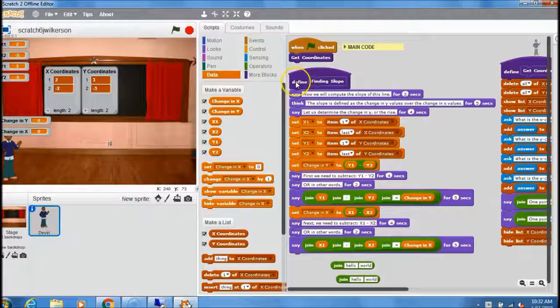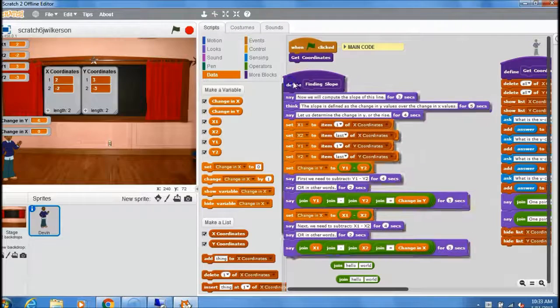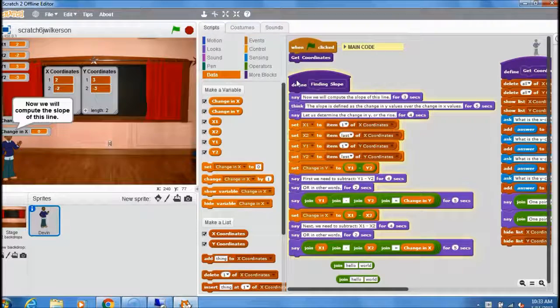Alright, oh, this is kind of exciting. This is so cool. And that's what I need to know for slope. I need to have the change in y over change in x. Right? That's how we define slope mathematically, how we define the steepness of a line. So let's see if this works. This is kind of exciting.